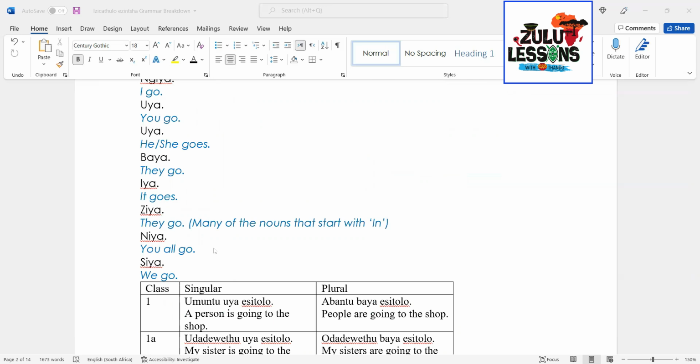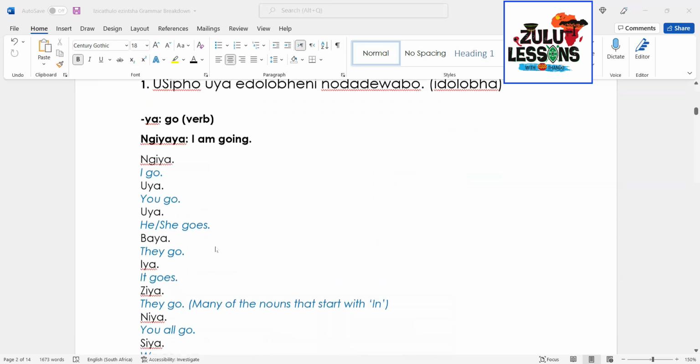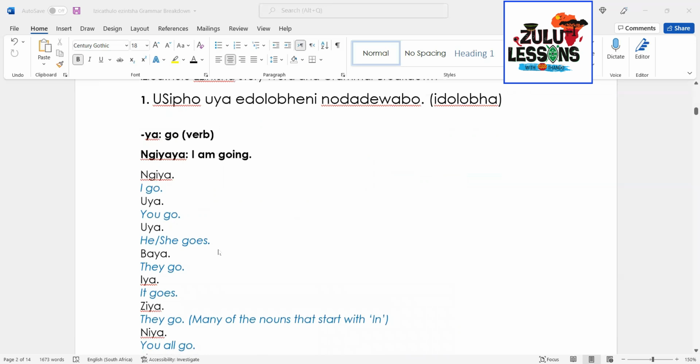Now let's go line by line and just take out something of interest and we'll break that down, the grammar of whatever that will be. So we'll look at the first sentence. uSipho uya edolobheni nodadewabo. Let's have a look at that verb, uya.